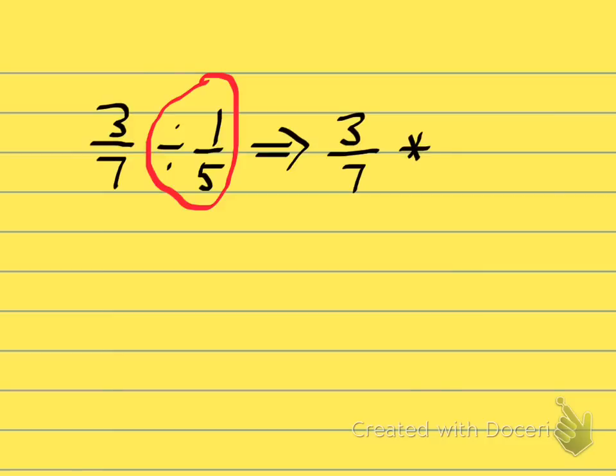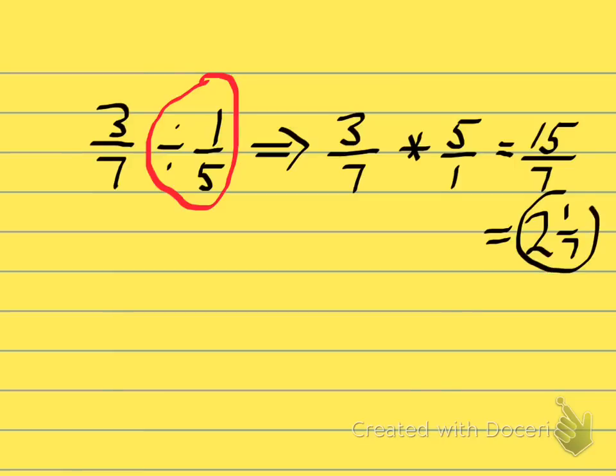So this first 3/7 will stay the same, and the 1 over 5 will switch to 5 over 1. And now we multiply just like we just did. So 3 times 5 is 15, 7 times 1 is 7, and if I simplify that, 7 goes into 15 twice, with a remainder of 1. Okay, so that is how we divide fractions and or mixed numbers. All right, let's do another example.